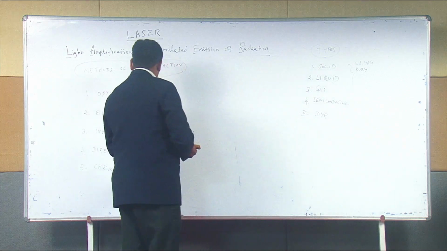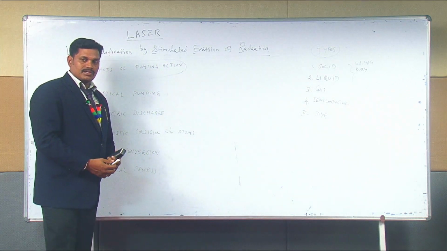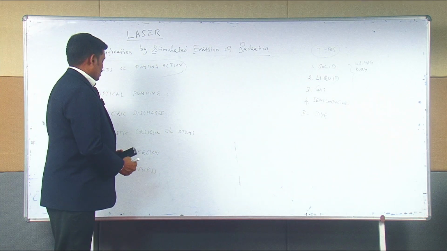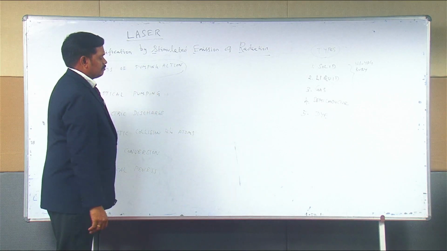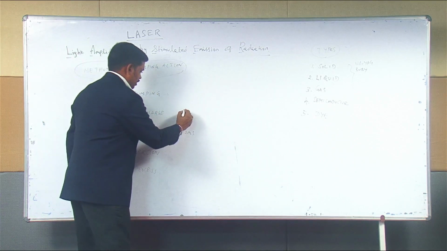Then the second one is electric discharge. Electric discharge takes place in gas lasers like the CO2 laser.